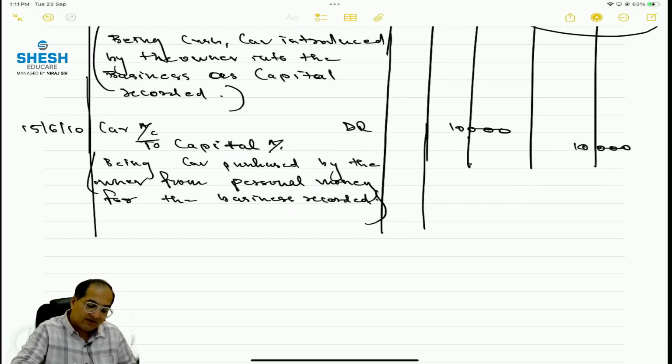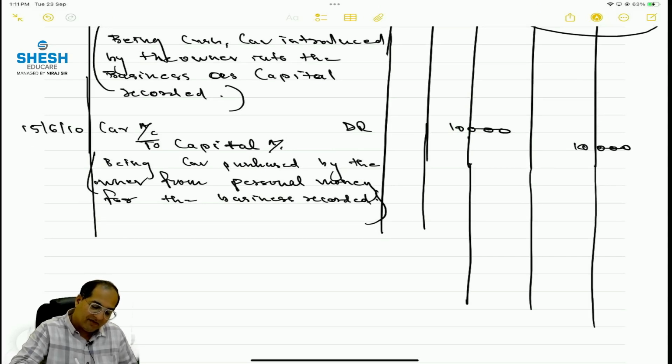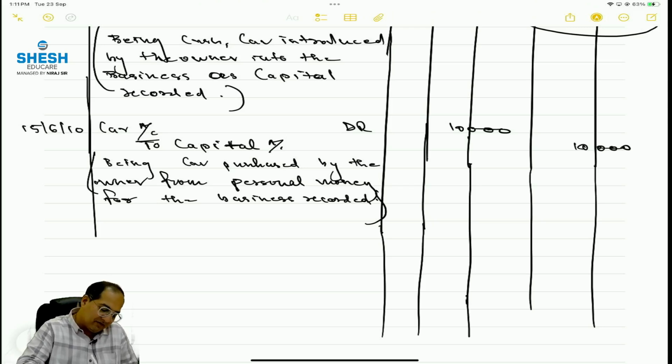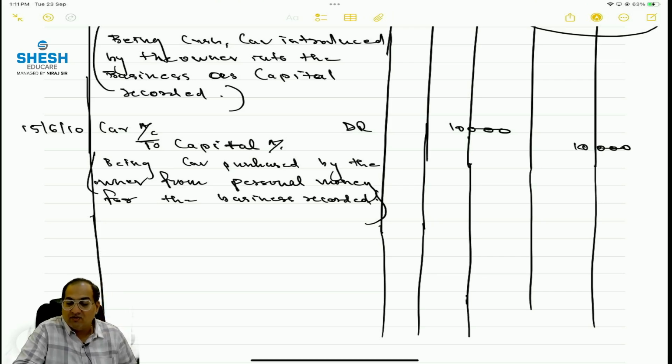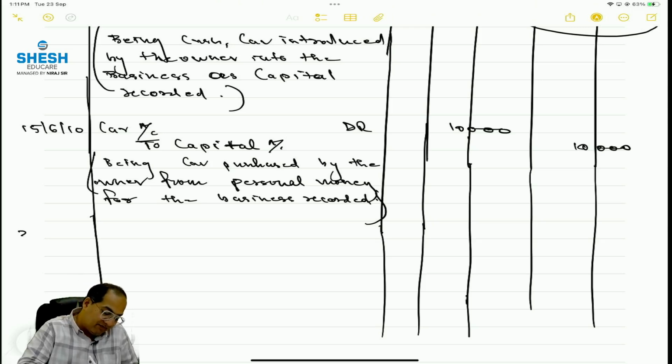Now the last transaction is a little tricky. Last transaction says on 20th of June, purchase a machine for rupees 8,000. Is it given from personal money? Some of you may think it is purchased from personal money only. That is not given. In fact, it is not given even that the amount is paid. Somebody will say, if it is not given, then it is not bought on credit basis because the name of the party is not given. Therefore, it is bought on cash basis.